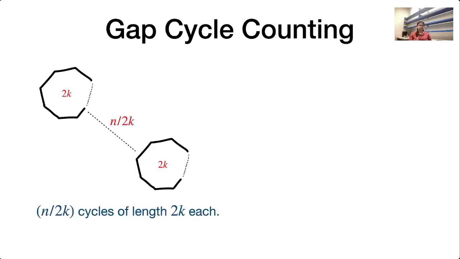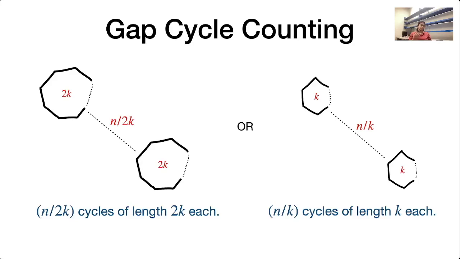The main underlying problem we use is called gap cycle counting, which I'm going to define now. We have two different cases. The graph can either have n over 2k cycles of length 2k each, or it can have n over k cycles of length k each. That is, the graph is entirely made up of cycles of length 2k or cycles of length k, and we want to distinguish between these two cases.